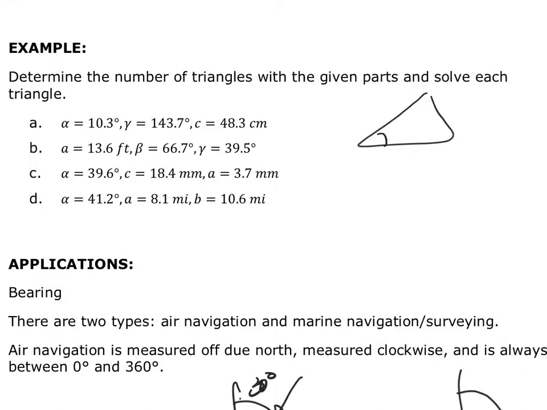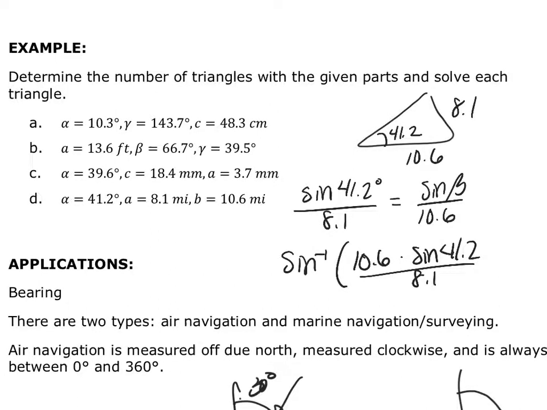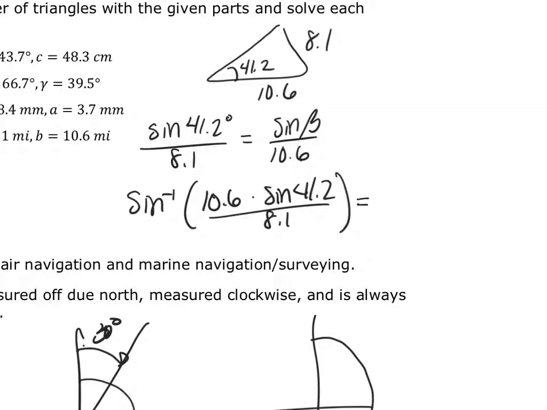I'm going to call these 41.2, 8.1, 10.6. So I'm going to do the sine of 41.2 degrees over 8.1 is equal to the sine of beta over 10.6. So somebody with a calculator, do the sine inverse of 10.6 multiplied by the sine of 41.2 divided by 8.1. Tell me what you all get. Type it in exactly like that, and make sure your parentheses are in the right places.